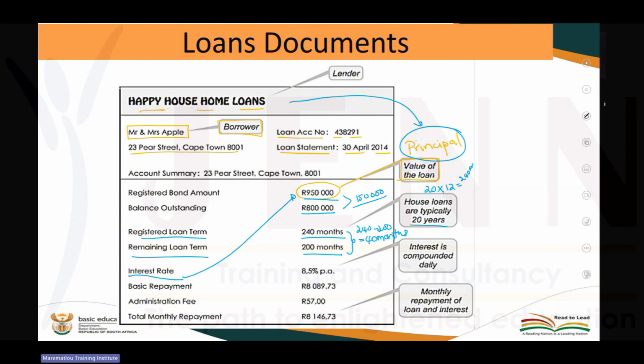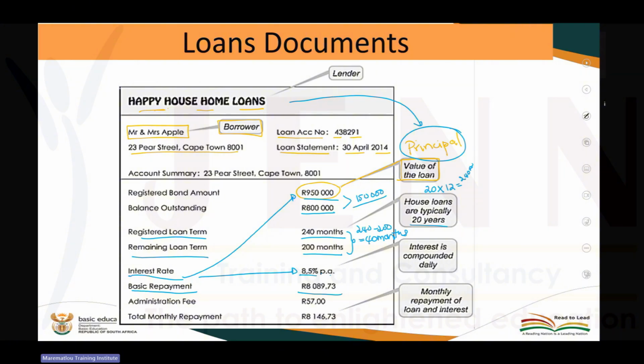Because we are also in business here. We want 950,000 with an interest rate of 8.5%. But this 8.5%, we will divide it into a yearly rate. So meaning that every year they will add 8.5% to their installment or their debt. Now the basic repayment is 8,889.73.